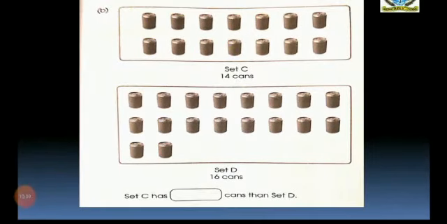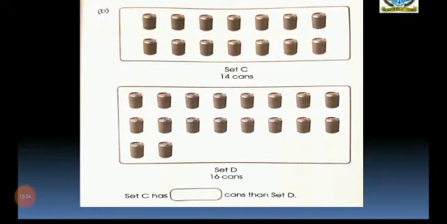Okay, this is set C. Set C has 14 cans. Set D has 16 cans. Set C has dash cans than set D. Look at here, in set C there are 14 cans and in D set 16 cans. Which is a smaller number and which is the bigger number? For the bigger number we have to write more, and with the smaller number we have to write fewer. Set C has 14 cans, so it will be fewer. Set C has fewer cans than set D.